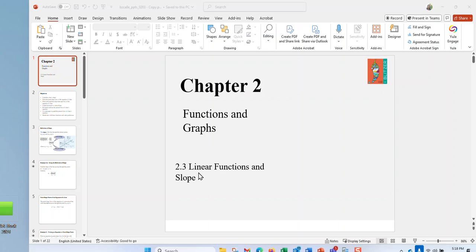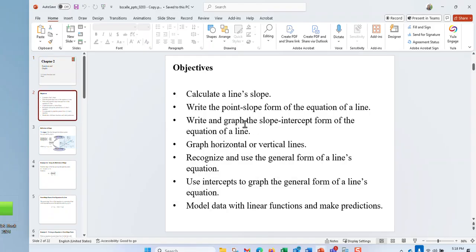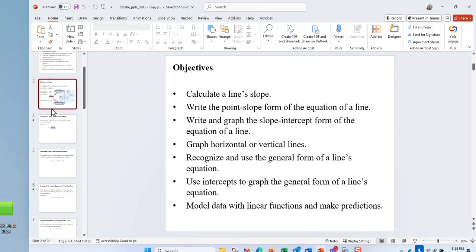Alright, so section 2.3 is the linear function and the slope. Basically, we need to know how to find the slope, using the point-slope form of the equation, how to find the slope of a vertical line and a horizontal line, and how to graph them. Then, how do you find a model using the linear function and make a prediction? So there's a little bit of application in that case, okay?